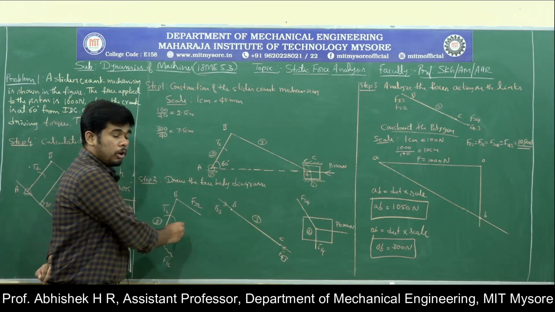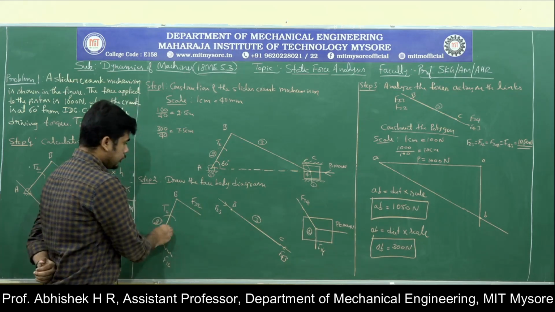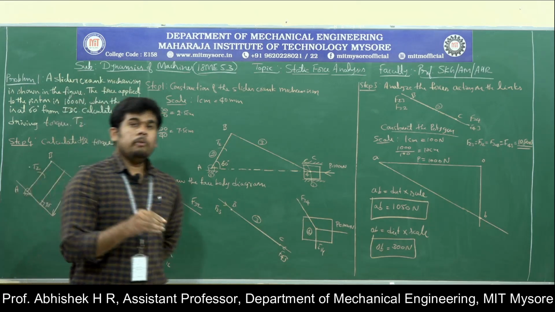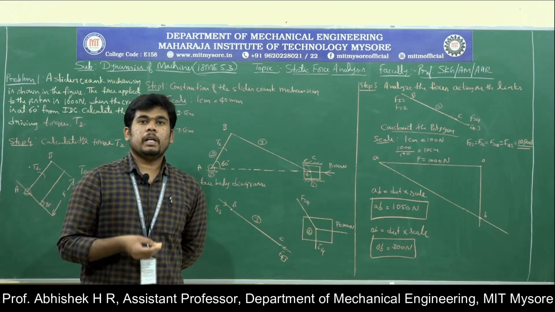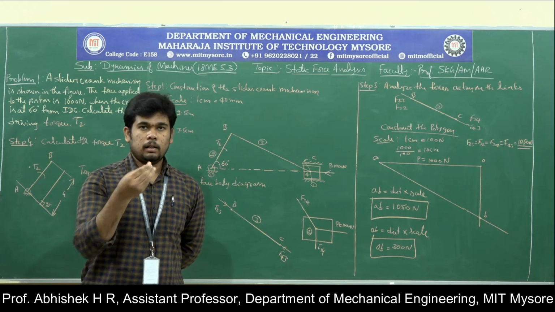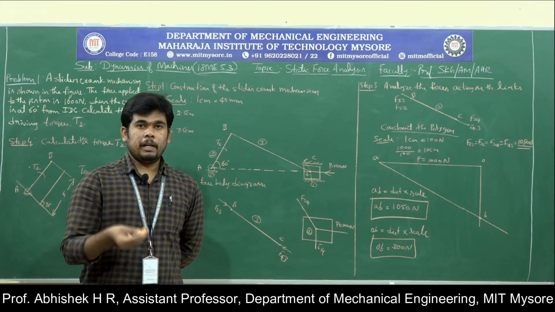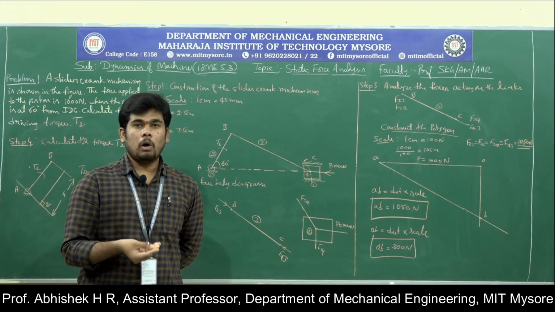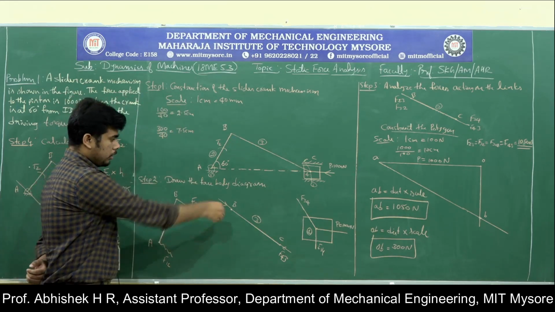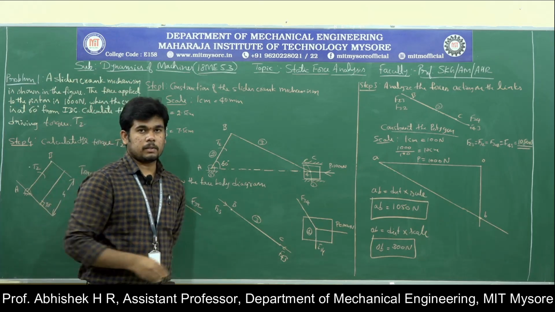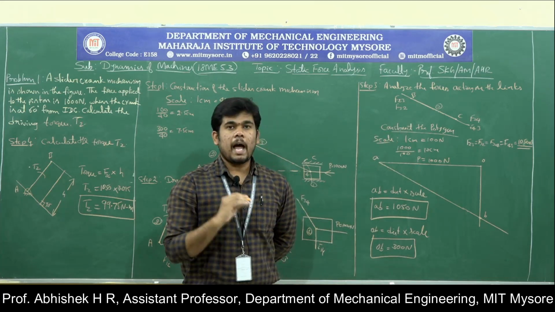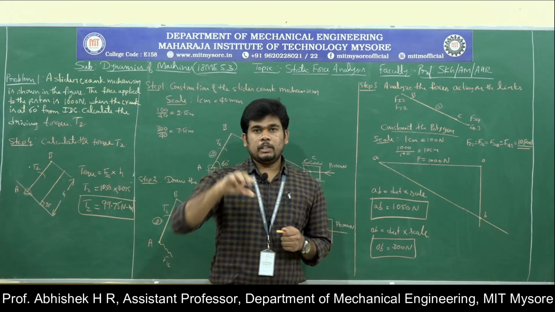Here I have drawn the free body diagrams, that is link 2, link 3 and link 4 also. How we have to draw and how we are going to consider the forces, I have already explained in the previous video, about how to analyze or solve the problem on slider crank mechanism. Based on that I have drawn the free body diagram in the second step. Now in the third step we need to analyze the forces acting on each link.